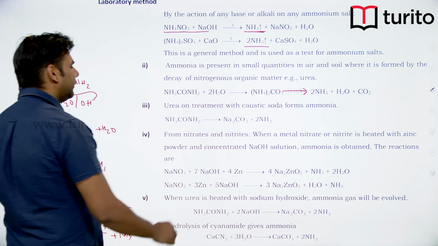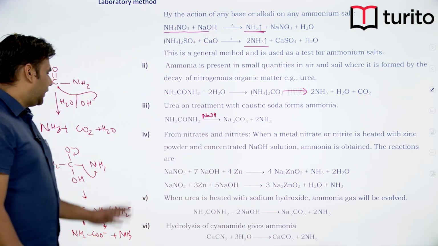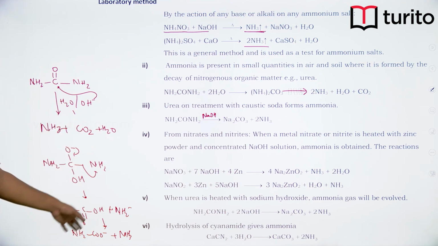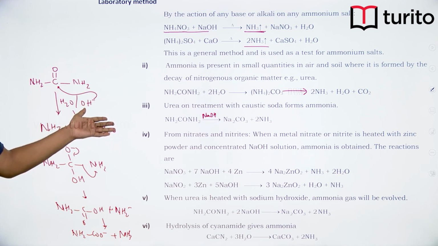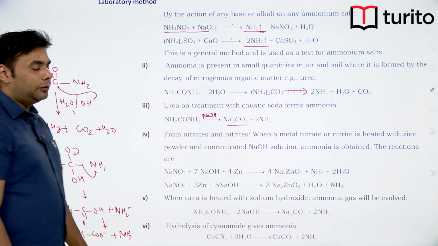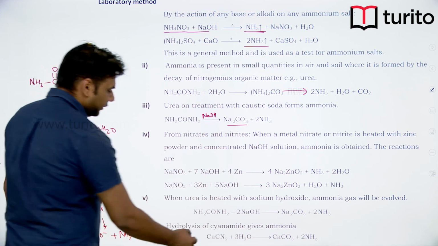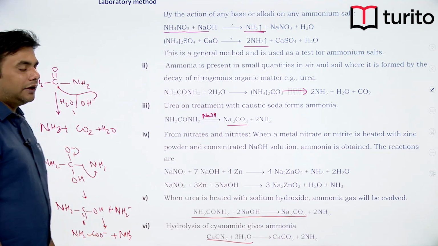Similarly, urea on treatment with caustic soda, if you react with NaOH, same reaction, we know that ammonia plus CO2 is formed. Now CO2 will react with NaOH because CO2 is acidic in nature and NaOH is basic in nature, so it will form Na2CO3. Hope this is clear to you. Next comes the hydrolysis of calcium cyanamide, we have already done, urea with NaOH we have already done.